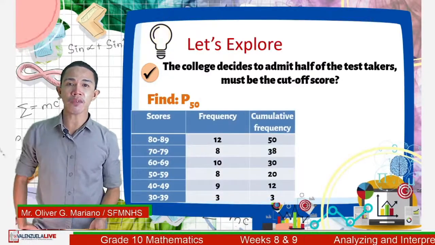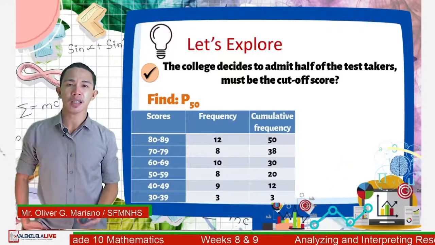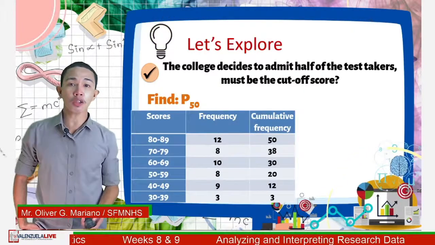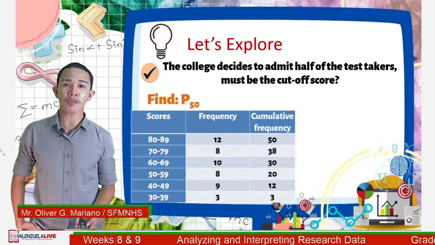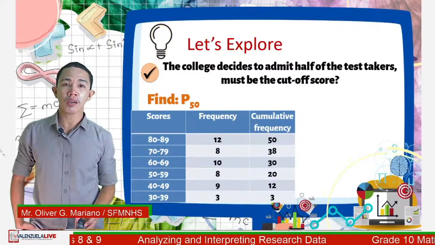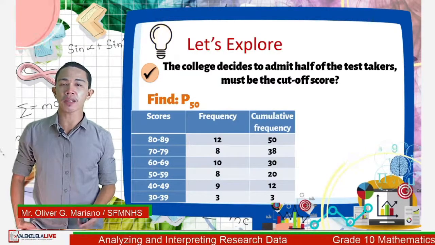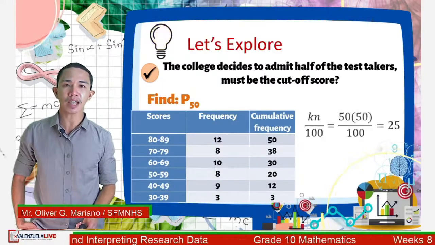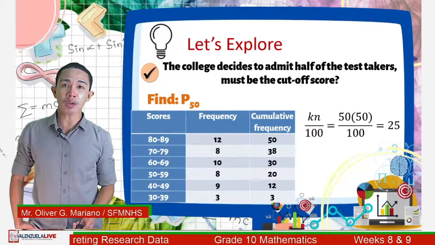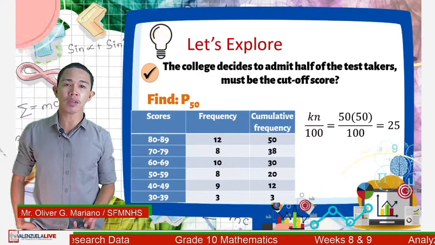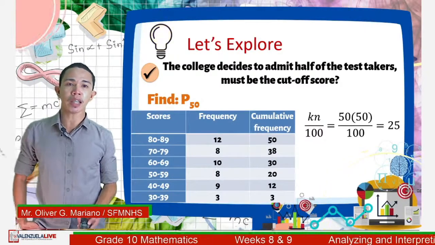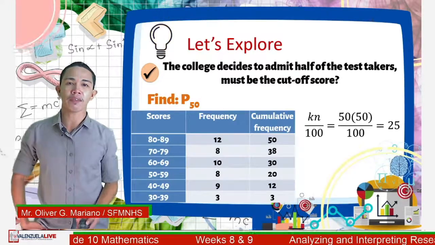Again, we were given earlier this frequency distribution table. The first thing to do to find P50 is to compute for the location of P50 using the locator formula. That is K times N over 100, which is equal to 50 times 50 all over 100. And that gives us 25.